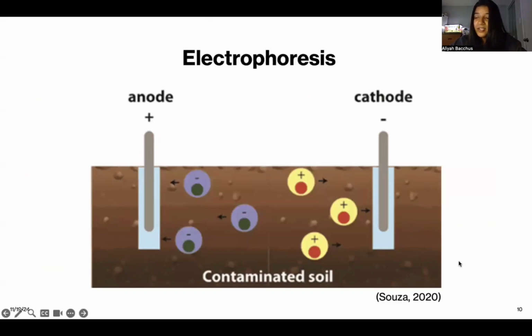The next one is called electrophoresis, and this is when charged particles are suspended in water and move through the soil, driven by their surface charges and the electrical field, towards the electrode with an opposite charge. This works particularly well when mobilizing fine contaminant particles.